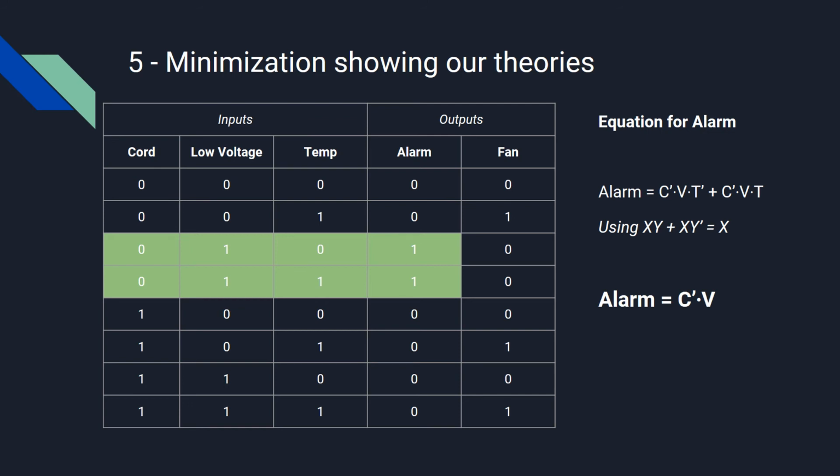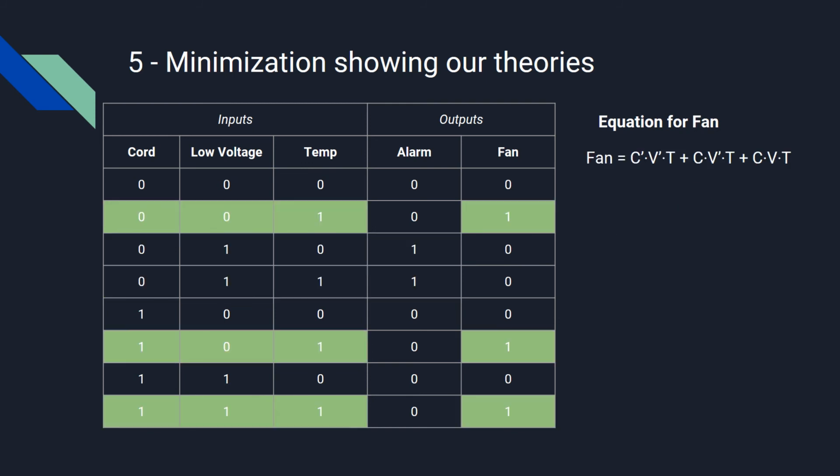Based on this from our truth table, we have the equation not C, V, not T, or not C, V, and T. So using the shown method to create a sum of products format for our equation, we then use the simplification theorem, or De Morgan's law, to simplify this equation down to not C or V.